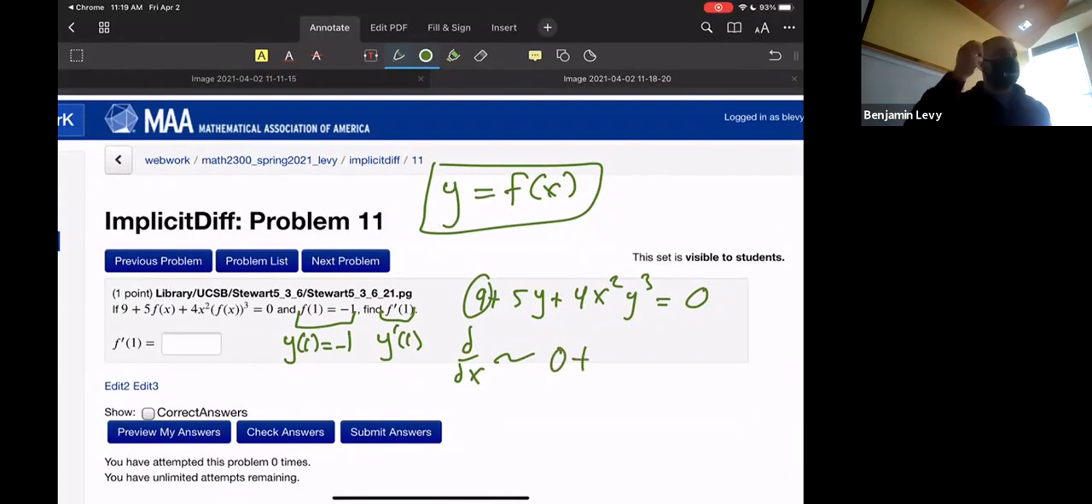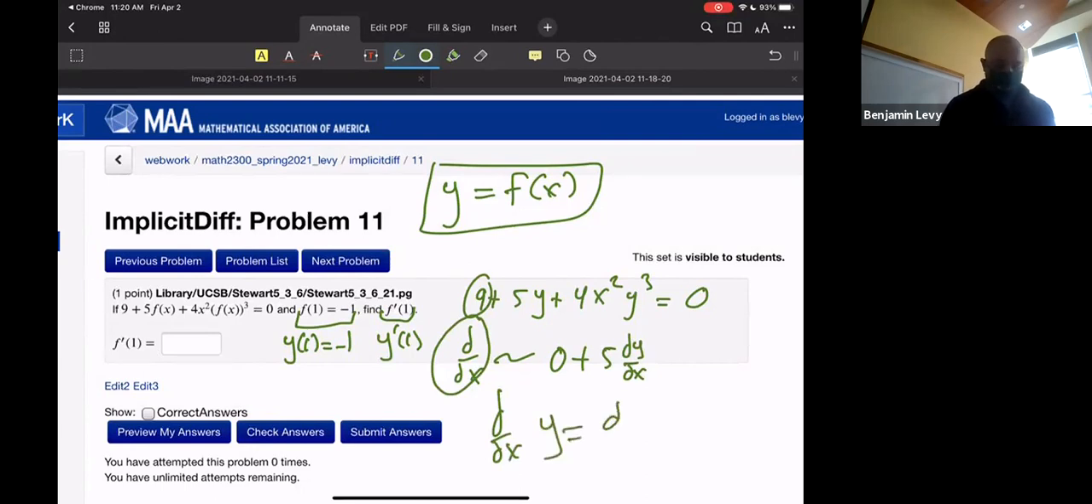What happens to the 5y? Specifically, John, what do you think? So y is a function of x, so it's going to become 5 dy dx. Right, we're doing d over dx here, and we're doing d over dx of y, which is just dy dx. If we do d over dx of x, that's when it becomes 1. Thoughts about that? Specifically, John, since you seem to be a little confused about that.